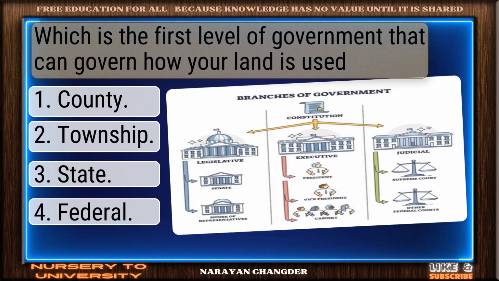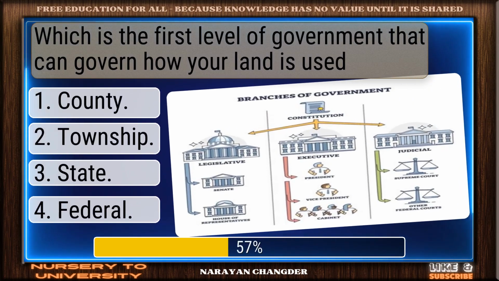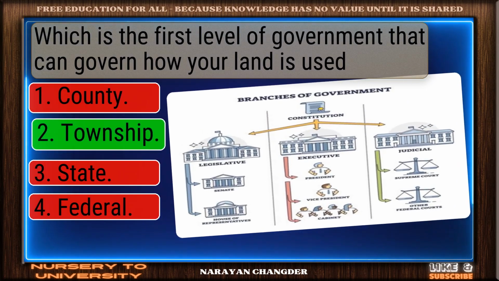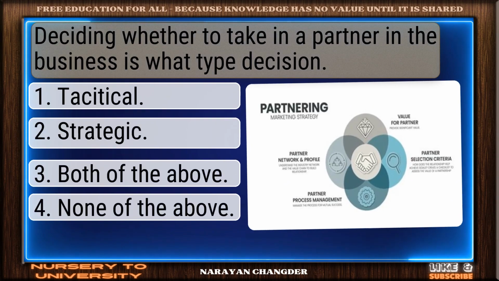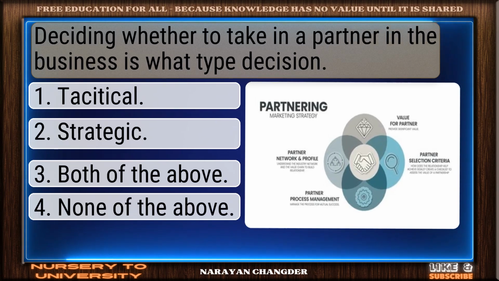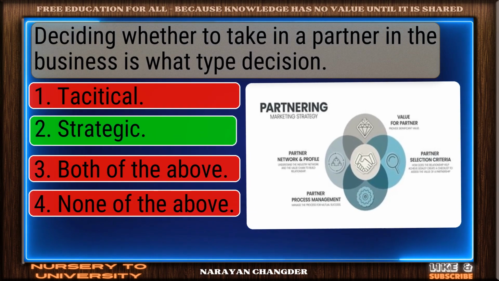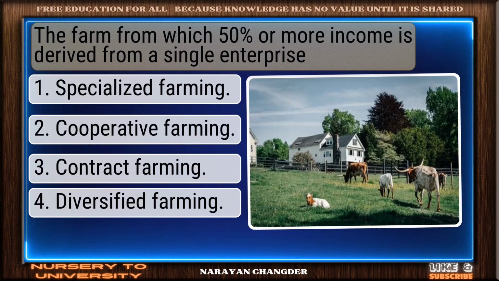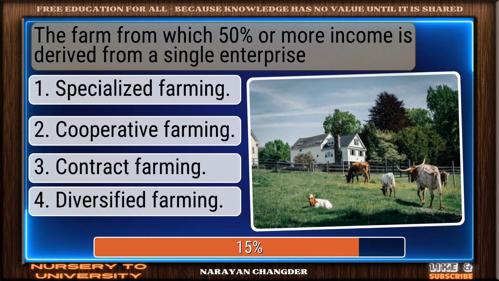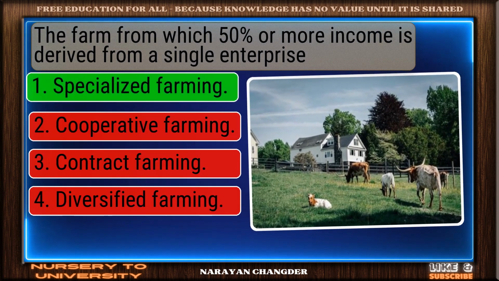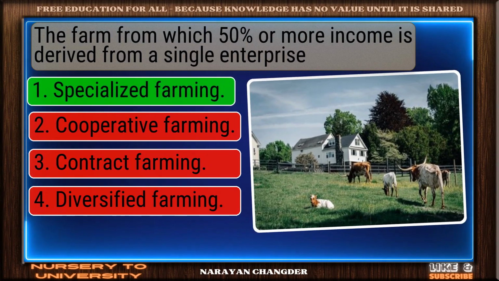Which is the first level of government that can govern how your land is used? Good job. Your answer, township, works well here. Deciding whether to take in a partner in the business is what type of decision? Well picked. Strategic is the correct answer. The farm from which 50% or more income is derived from a single enterprise? Nice selection. Specialized farming is the correct and valid answer.